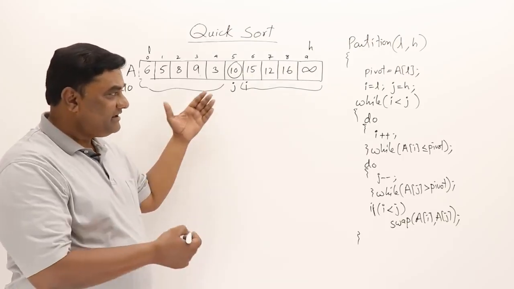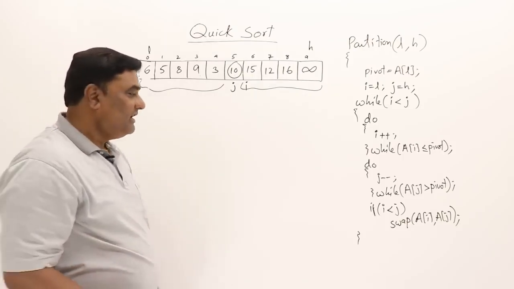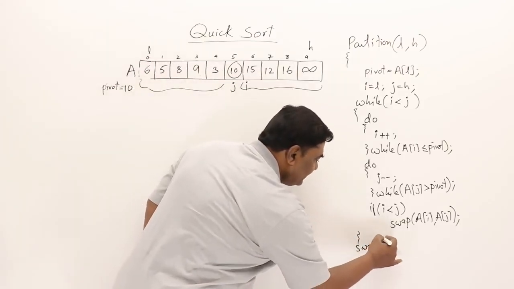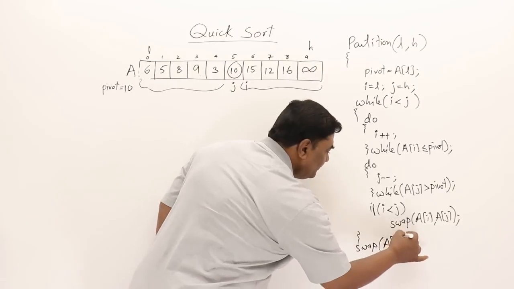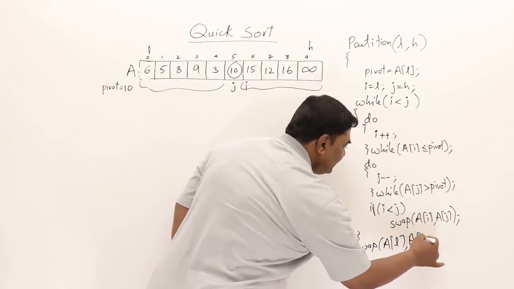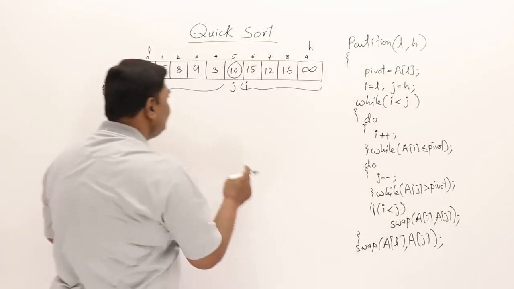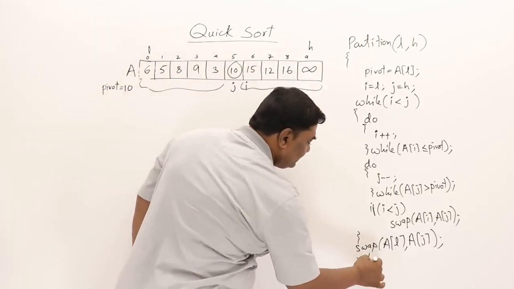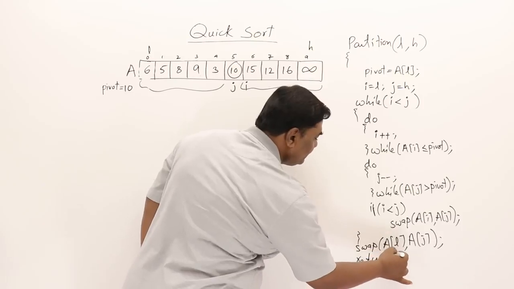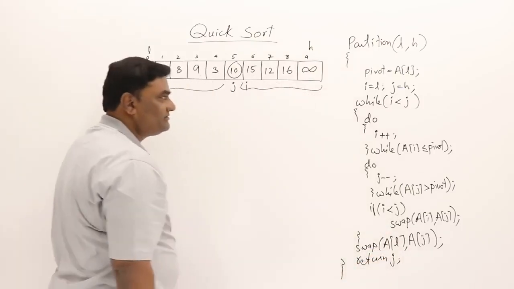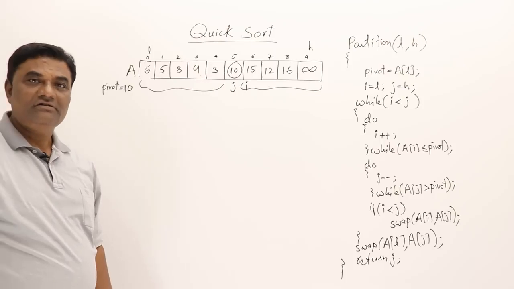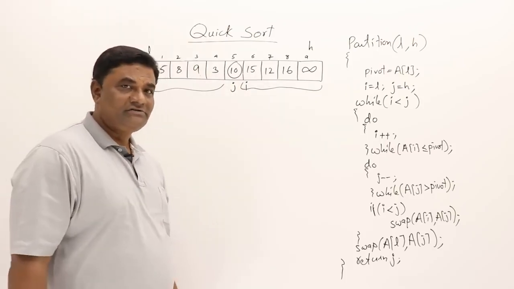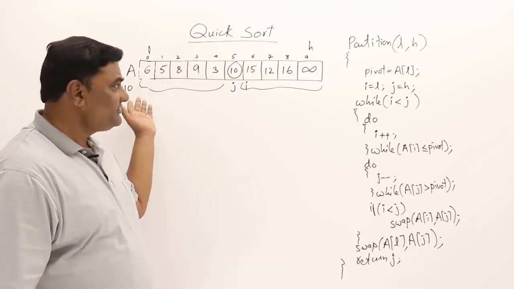If i becomes greater than j, it will stop, and here it should swap A of low with A of j. So the swapping of the pivot element should be done with j, and return j. That is the partitioning position. That's all. This is the partitioning algorithm. So this is just partitioning.